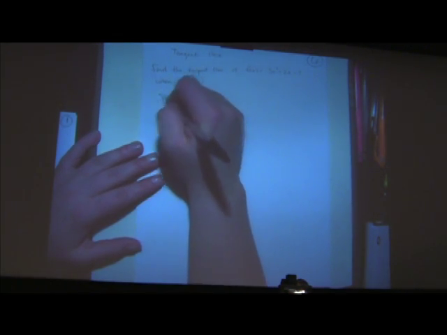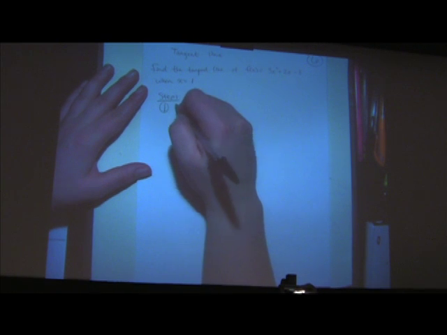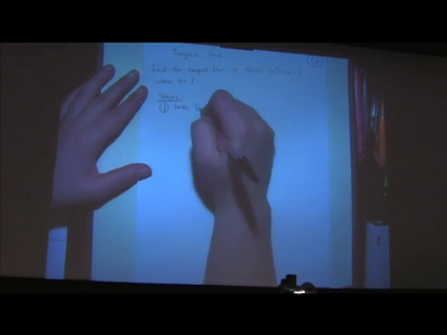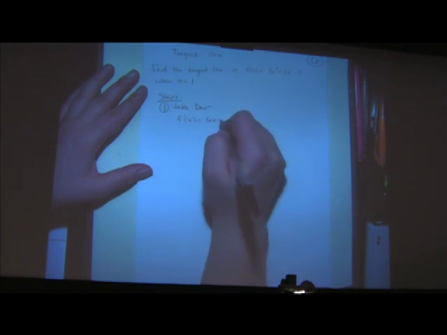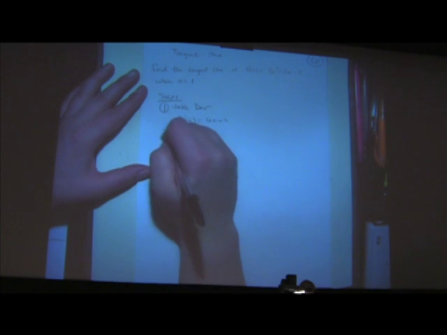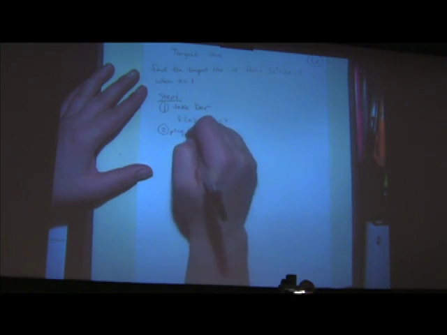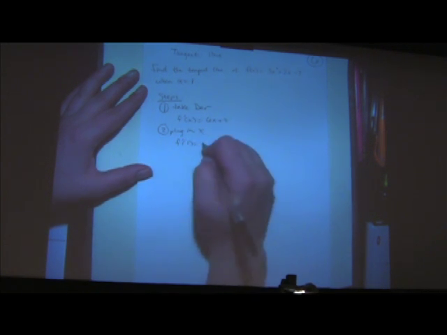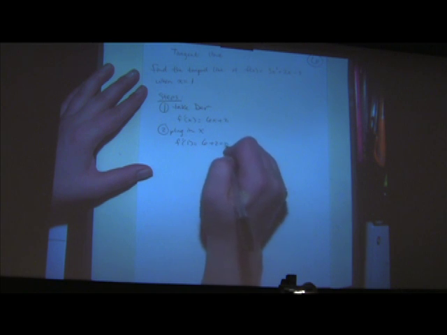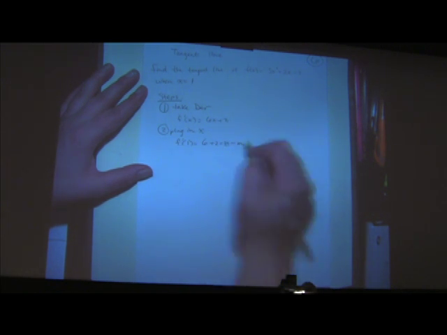Okay, step 1: take the derivative. So f prime of x is 6x plus 2. Step 2: plug in x. f prime of 1 is equal to 6 plus 2, which equals 8. This is your slope.